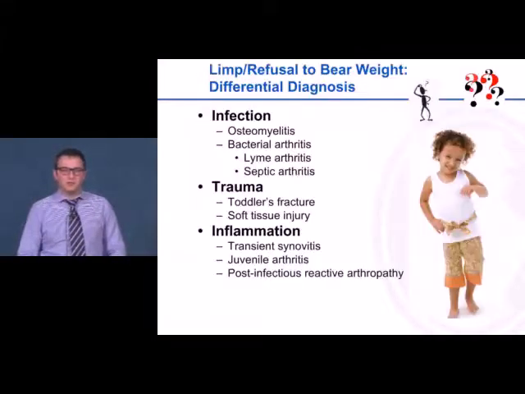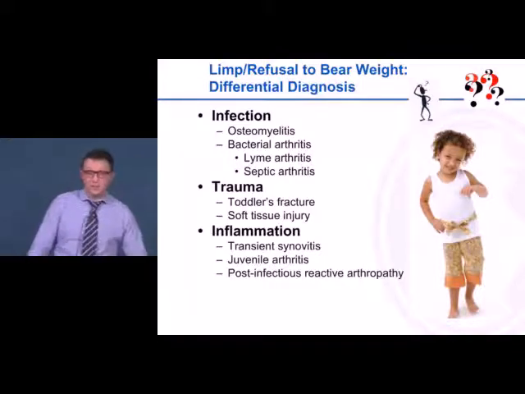So as we go to clinical scenario number 2, the toddler or child presenting with a limp or refusal to weight bear. The diagnosis is fairly broad, but I think if you break it down, you need to think about infection, trauma, and inflammation, and that's what we're going to talk about.